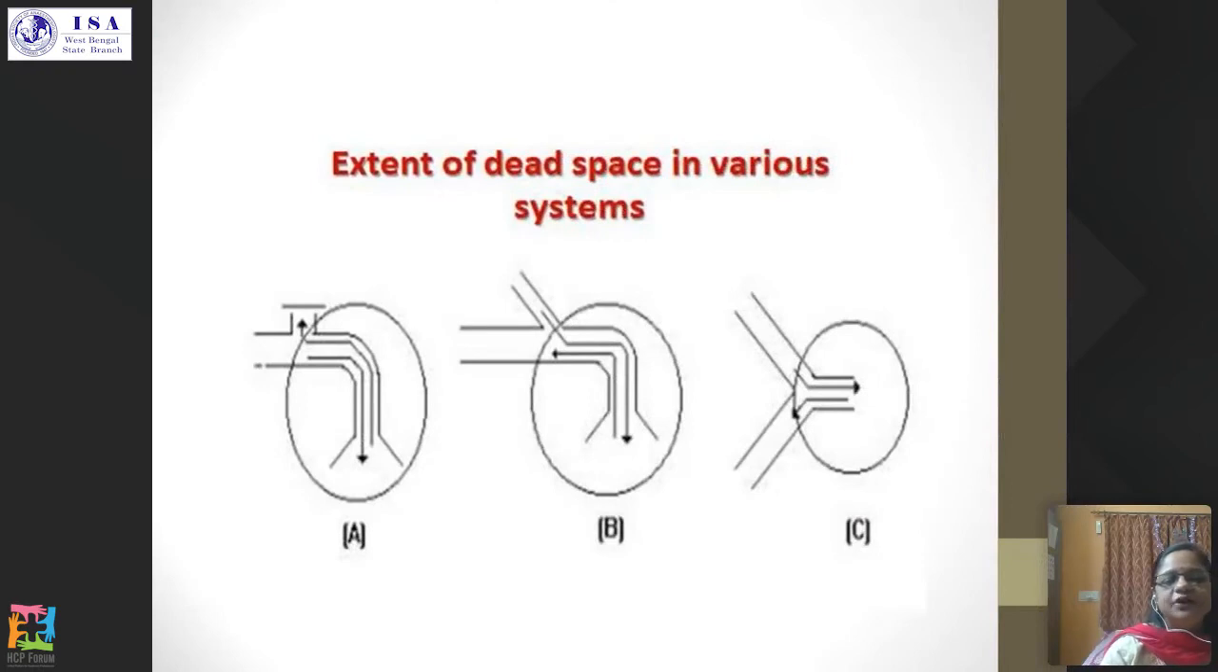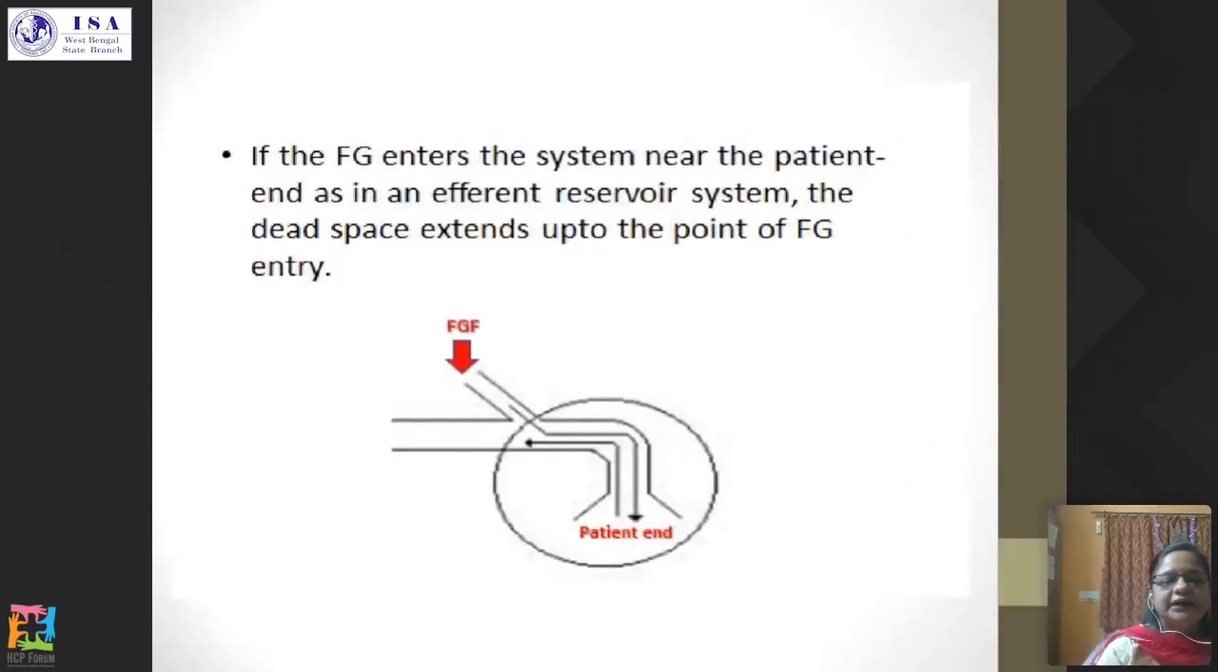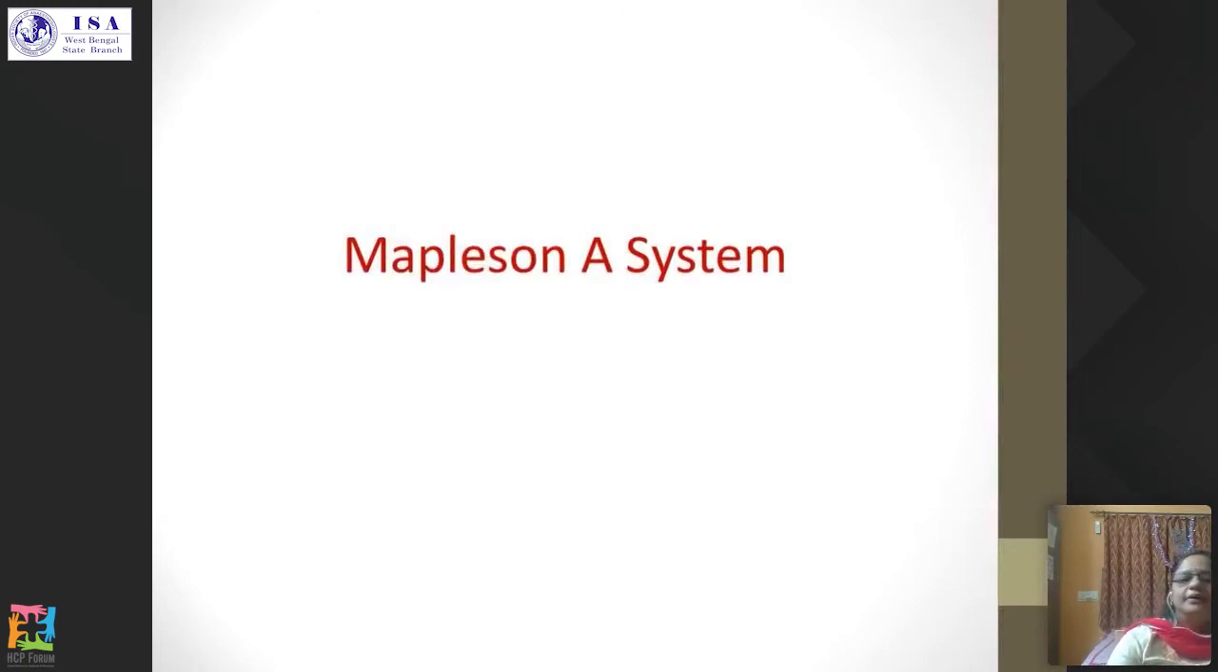Now, these are the examples of various circuits. In afferent reservoir system, with adequate fresh gas flow, the apparatus dead space extends up to the expiratory valve positioned near the patient, like in Mapleson A. And if the fresh gas flow enters the system near the patient's end, as in the efferent reservoir system, the dead space extends up to the point of the fresh gas entry, like in the Mapleson F system or the D type of circuit. Next is, in systems where the inspiratory and expiratory limbs are separate, it extends up to the point of bifurcation of the circuit. Now we will go to the Mapleson A system.